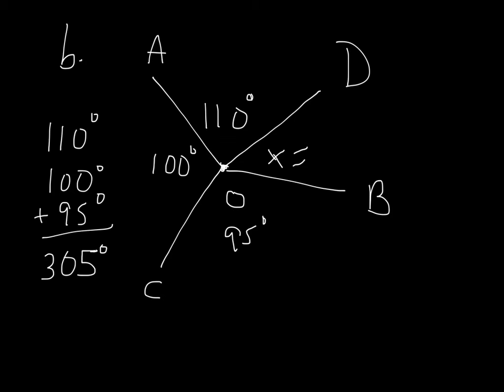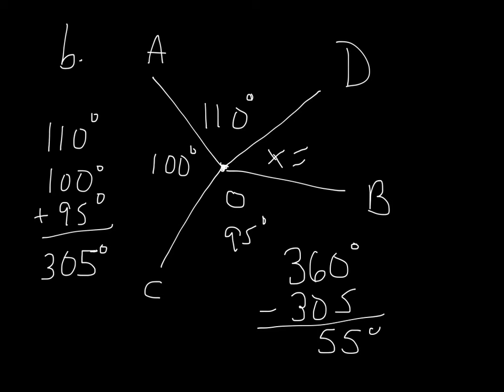Now we know that all the angles around a point are always 360 degrees. So to find the missing angle, we should take the total measure minus the measure we know, and the difference should be the measure of angle X. And so angle X is 55 degrees. And I hope you got that correct as well.